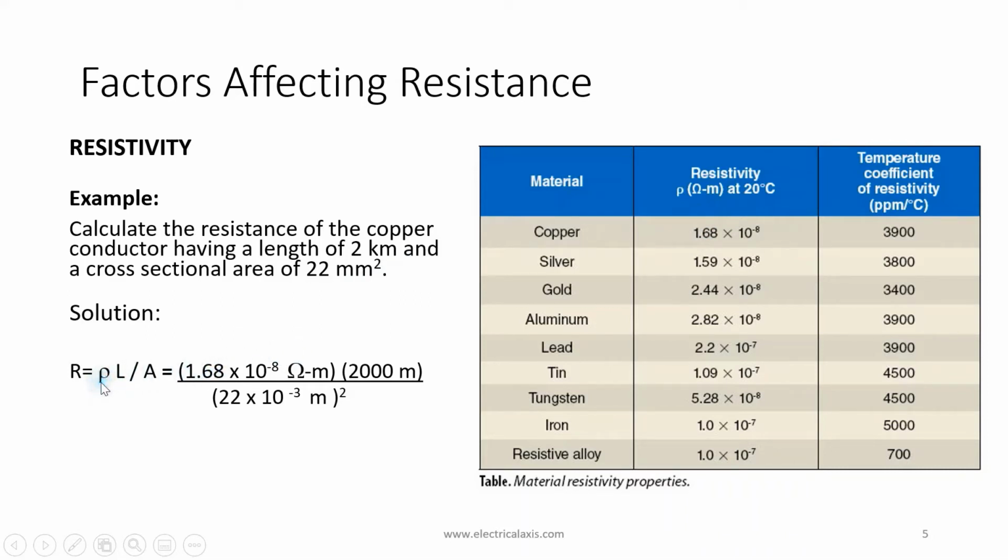Rho, by the way, is the resistivity. Now, the length of the material is 2 kilometer, and we're going to transform it to 2000 meter because, as I have said earlier, we need to harmonize all the units to avoid committing mistakes. Now, the value of the area is 22 times 10 to the negative 3 meter square. The times 10 to the negative 3 denotes that the previous form is millimeter square. Now, calculating values, we can get a value of 1.53 ohms as our final answer in this example.